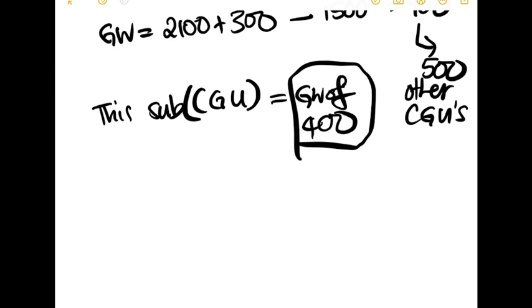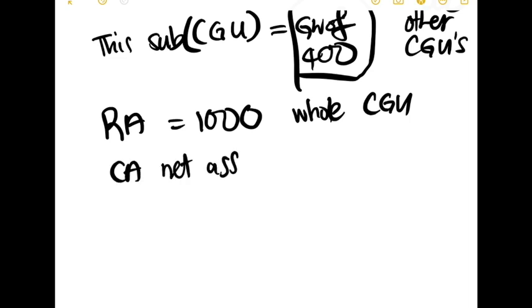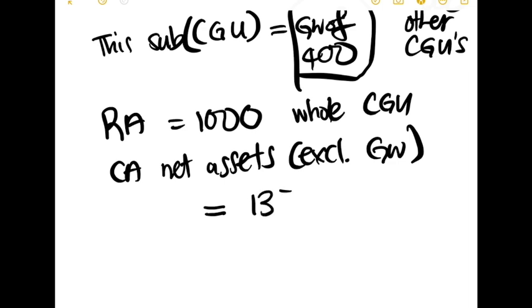Now that we've gone through paragraph 90 and we've read that together, we can continue with the question. The question tells us that at the end of X3, at the end of the year, the parent determines that the recoverable amount of the CGU, which is the subsidiary, equals 1,000. The carrying amount of the net assets of the subsidiary, excluding the goodwill, is 1,350.